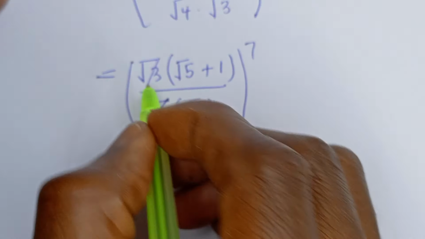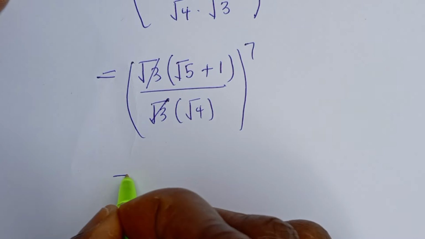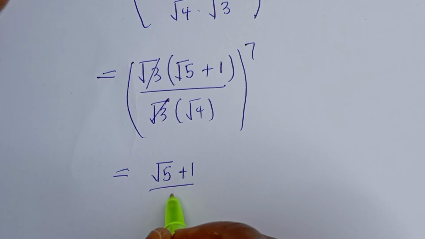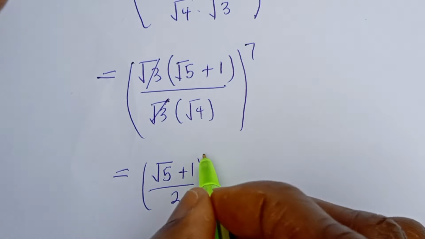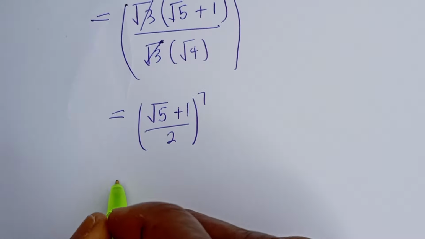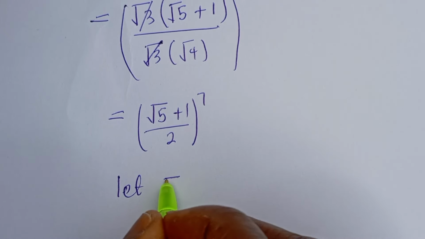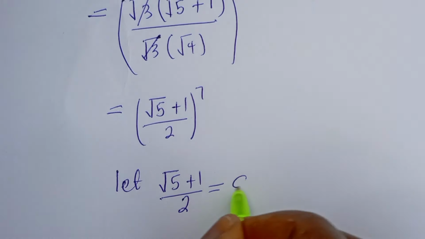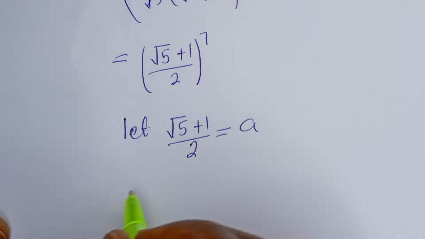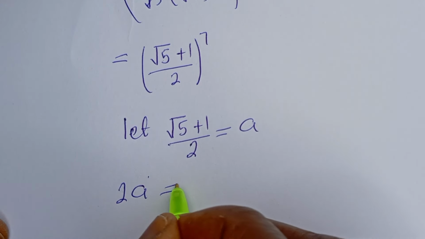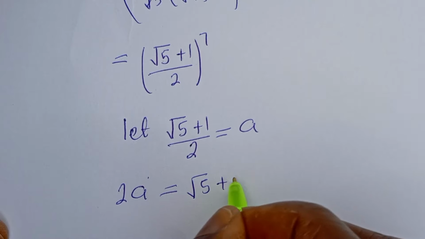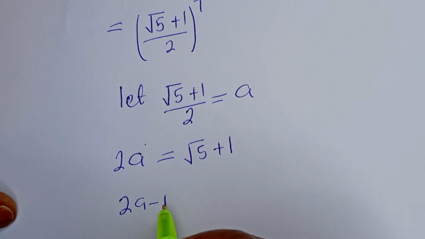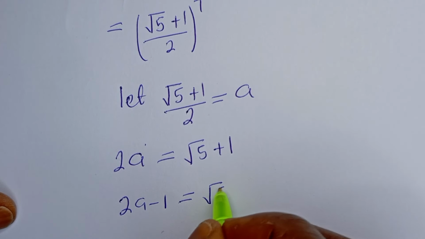Then this will cancel this. We have square root of 5 plus 1 divided by square root of 4, which is 2, all to the power of 7. Now let square root of 5 plus 1 divided by 2 be equal to a. Then if you cross multiply, we have 2a is equal to square root of 5 plus 1. Now let's bring this one to this side. We have 2a minus 1 is equal to square root of 5.